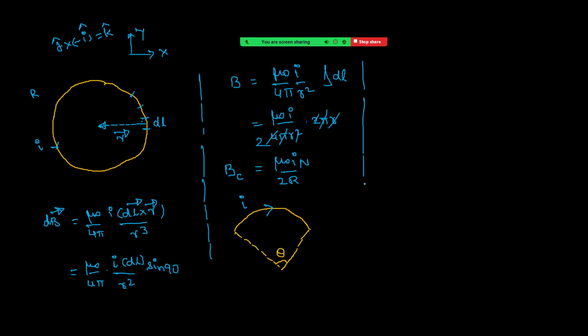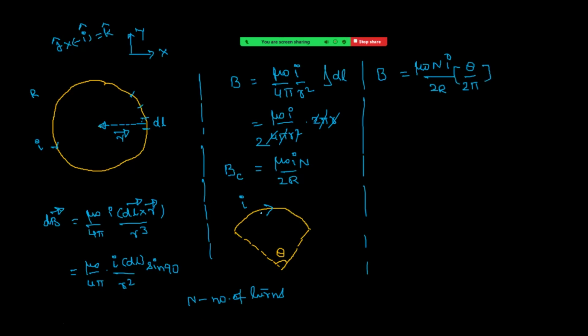Coming to here, I am writing the same thing as at the center, B value mu naught N i, here N stands for number of turns. So mu naught N i by 2R. Now multiplying with the theta and divide with the 2 pi. See carefully.